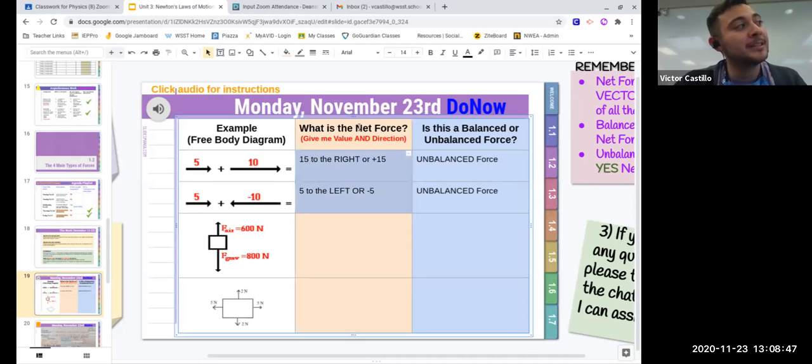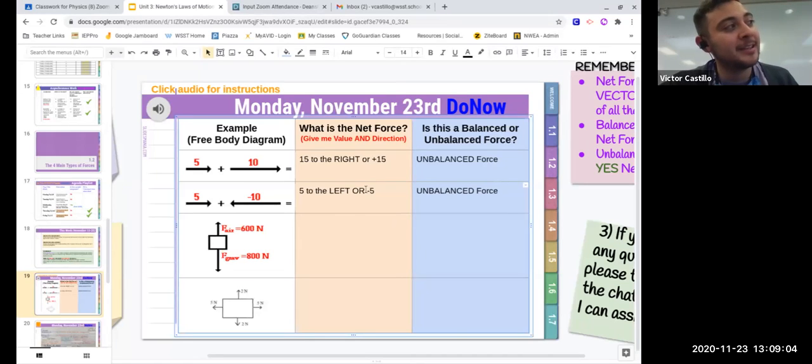If the net force is anything but 0, it's considered an unbalanced force. So as long as there is a net force, it's going to be considered unbalanced because it's not equal. It's uneven. It's very, very uneven. Okay? Even if it's a negative, yes. Whether it's a negative or a positive, it's still considered a net force, so it's considered an unbalanced force. Okay?